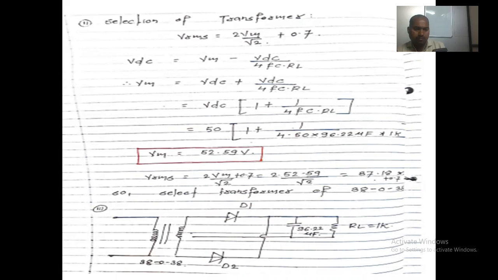Plus 0.7. So whatever answer came here, that was wrong. Because see, twice Vm indicates 52.59, and the value coming is near about 105. That 105 value we have to divide by root 2. For that case your answer is 75.07. Is that correct? Please tell me. Yes, sir. Okay, that is the answer. Write down here 75.07. This is the calculated answer.